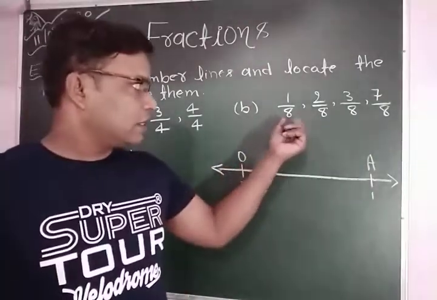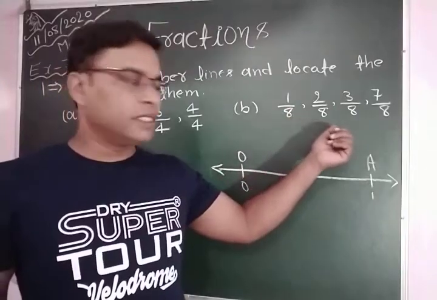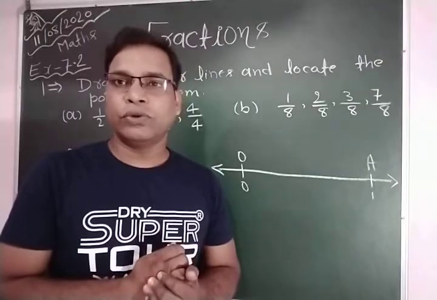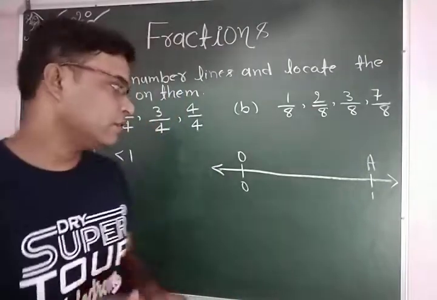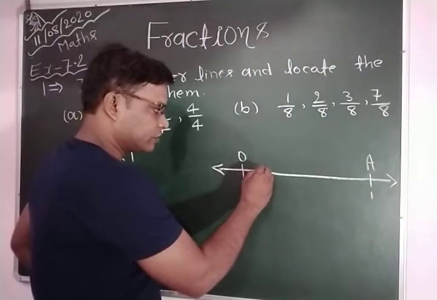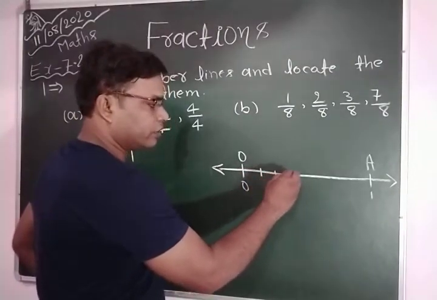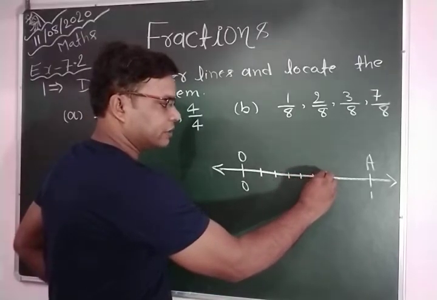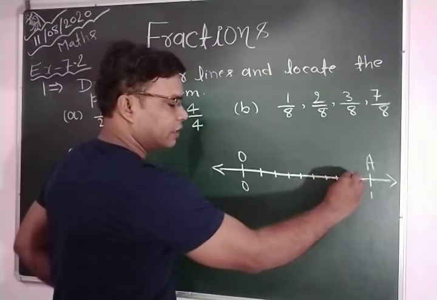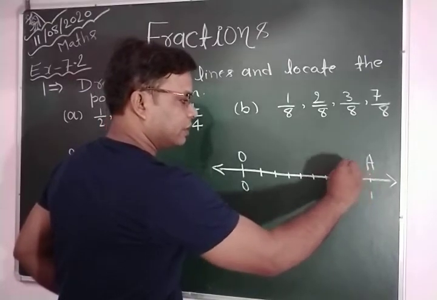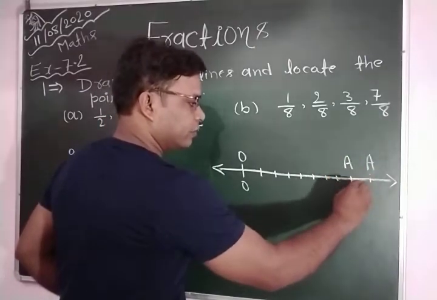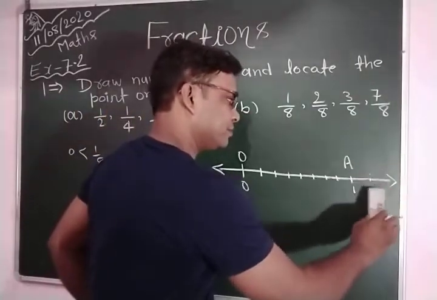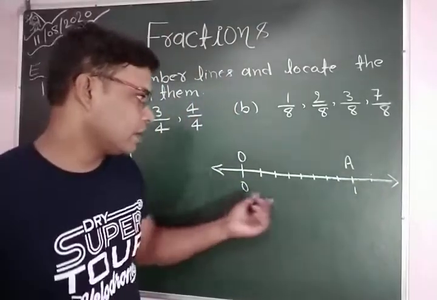Okay. So the denominator of each fraction you can see here is 8. So we divide the line segment between 0 and 1 in 8 equal parts. So let 1, 2, 3, 4, 5, 6, 7, 8. Okay. So we suppose here this is point A and this is 1. Clear? 8 equal parts. Okay. This is 0 and 1.